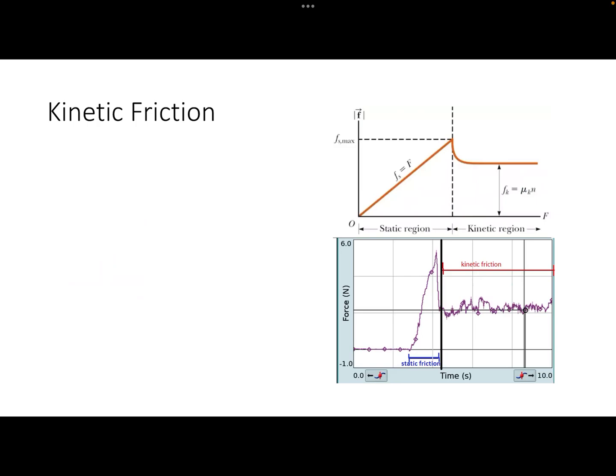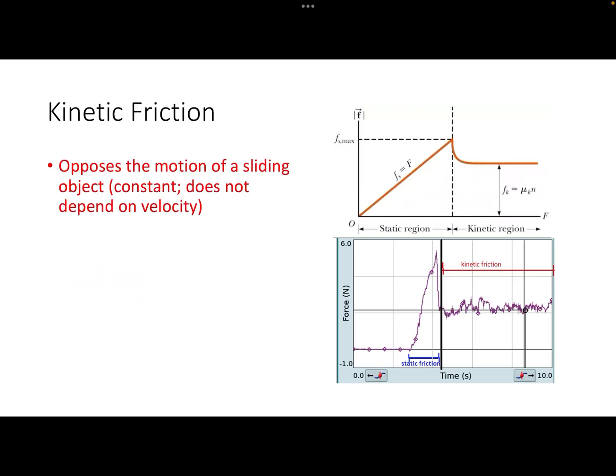Kinetic friction is like static friction. It opposes motion. With kinetic friction, we have an object that's sliding along a surface. So kinetic friction, it's much easier to determine the direction. You just watch it. If it's moving, it is experiencing a force of kinetic friction in the opposite direction of its motion. What's weird about kinetic friction to us is that the magnitude of the frictional force is constant.